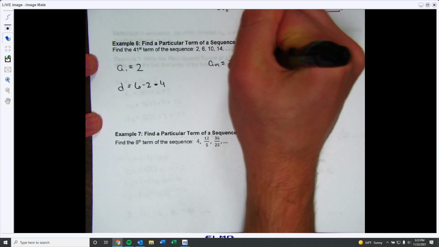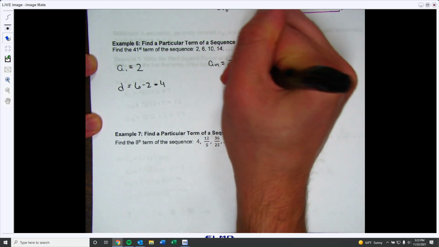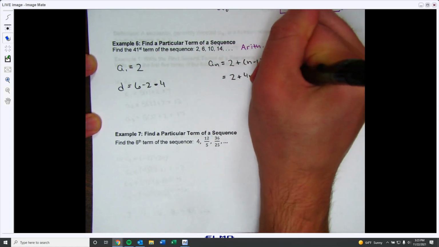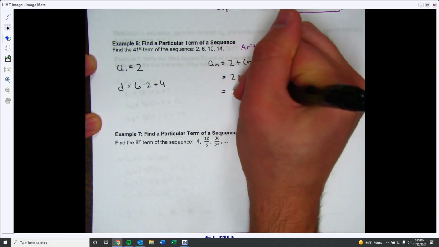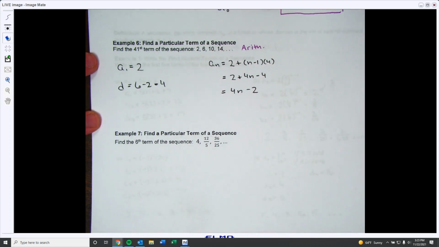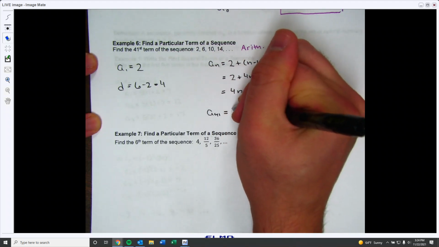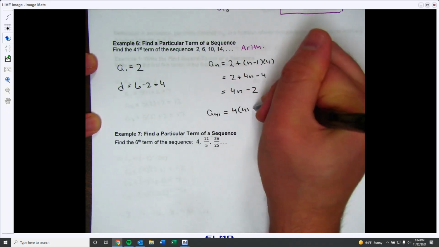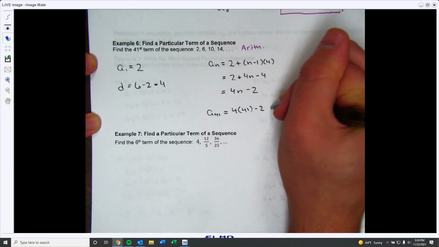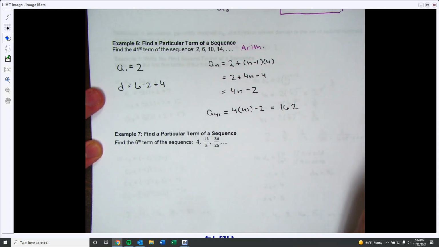an equals 2 plus n minus 1 times 4. That gives me 2 plus 4n minus 4. And we get 4n minus 2 as our formula. Now to find the 41st term, so I have a41. That is going to be 4 times 41 minus 2. Doing this, we get that it is 162. And that's it. That's what you should get for the answer.